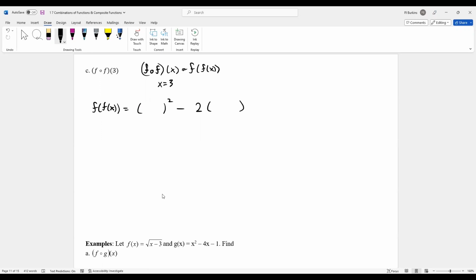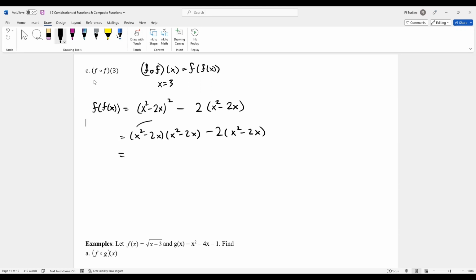And in each one of those parentheses, we're plugging in that exact same thing, x squared minus 2x. That is f of x. And then it's just a matter of multiplying everything out. All right, so let's go ahead and multiply this all out. So this would be x squared minus 2x times x squared minus 2x minus 2 times x squared minus 2x.